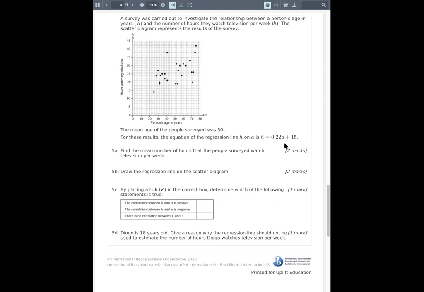Okay, so based on exactly what Alan said, let's say we get this question on the test. Make sure you write out H equals 0.22 parentheses 50 plus 15, because since it's 2 marks, plugging it in gives you one of the marks. Okay, so the final answer would be 26.2.